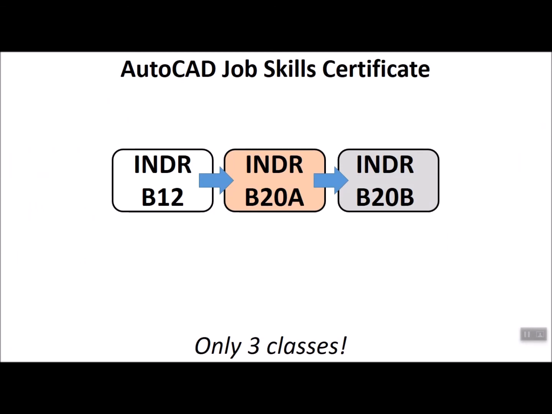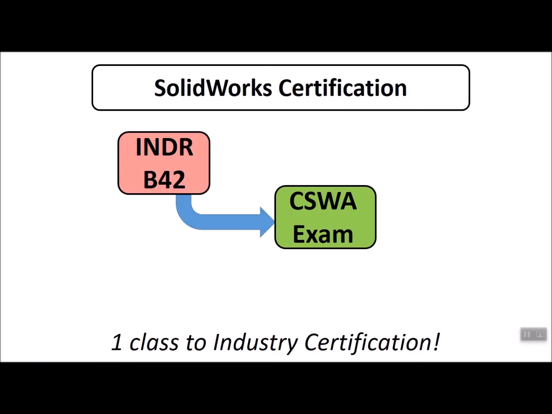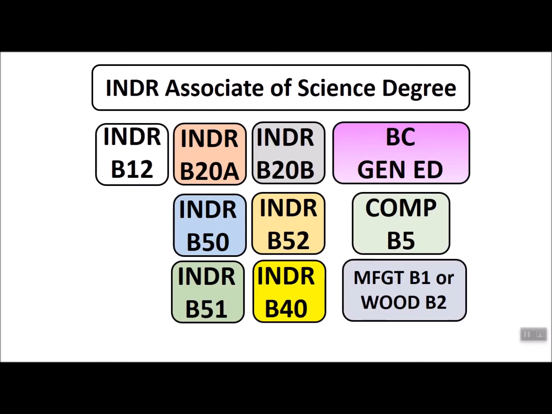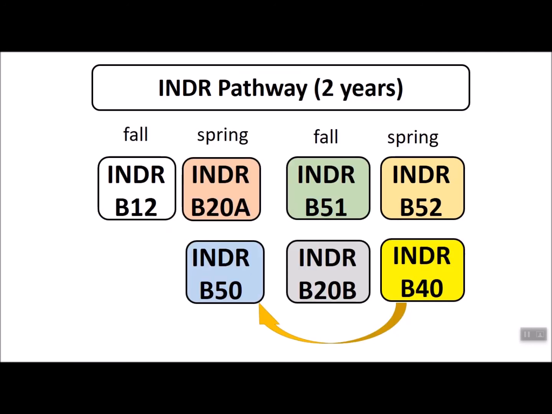In simple terms, I share this with the students. Our Job Skills Certificate is a slam dunk. It's 3 classes. Our Certificate of Achievement is the 7 classes, the 7 CAD classes. We have our SolidWorks class that leads right into certification. A.S degree would be the CAD classes on the left, our Gen Ed, our Intro to Microsoft Office, and then one of our fabrication classes in industrial technology. Requisites are laid out here too, graphically. Easier to follow along maybe for some. And our pathway is easily completed within the 2 years part-time if we were looking for that Certificate of Achievement.